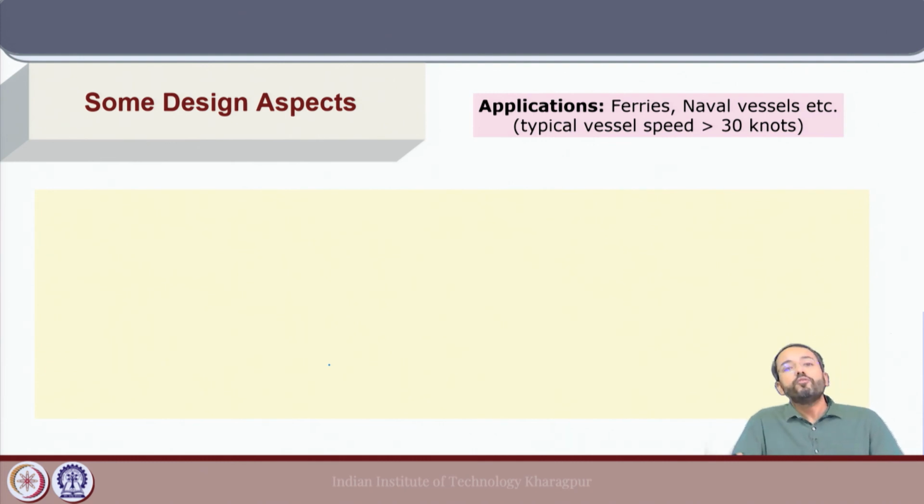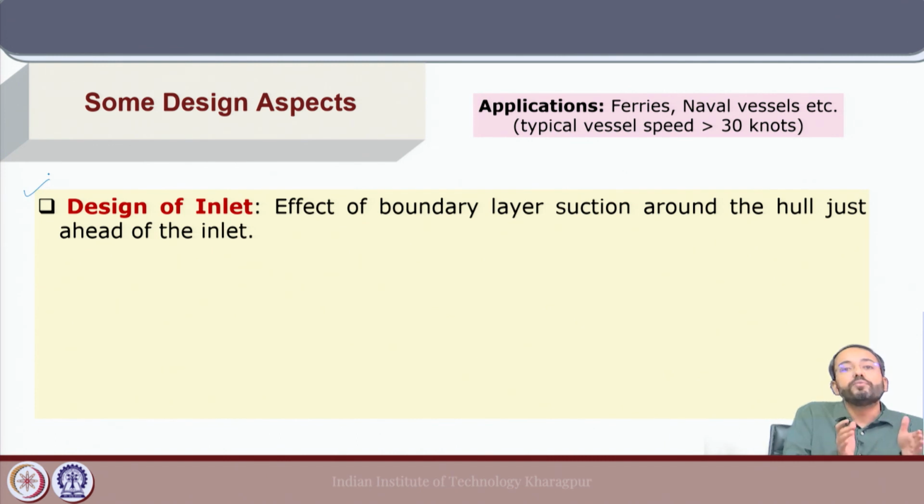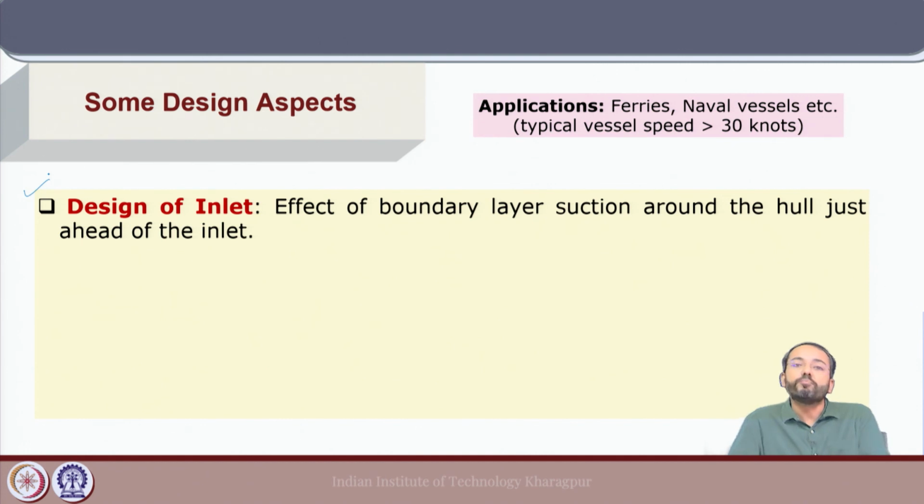Now, we will briefly look into some design aspects which are critical for water jets. First, the design of the inlet. Because the water will enter the water jet system through the inlet, the location as well as the design in terms of the area and positioning in the ship is very important, and the effect of boundary layer suction around the hull at that point will play a role in the performance and efficiency of a water jet system.